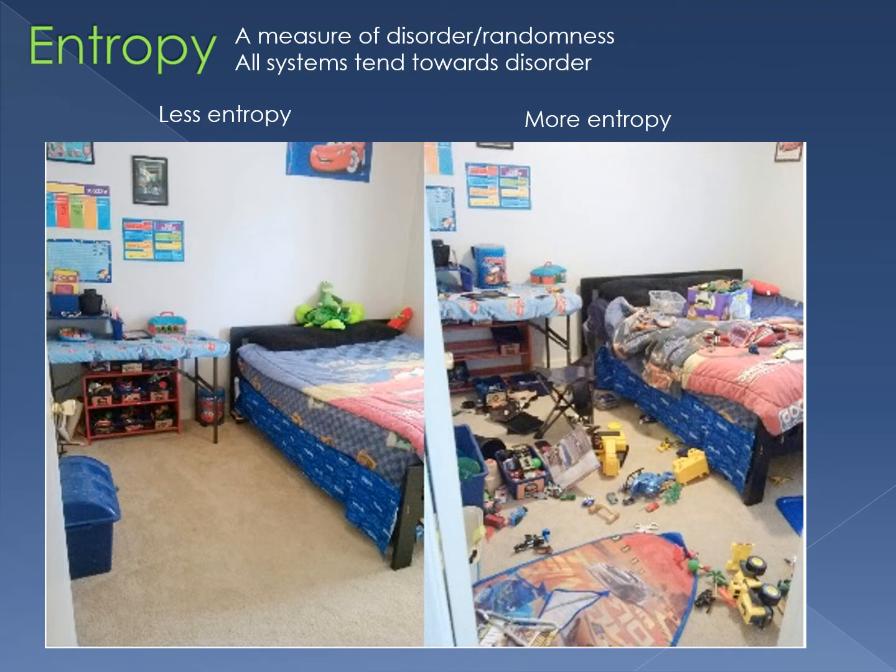So entropy, this is one of the big ideas of this chapter. Entropy is a measure of disorder or randomness, and a general rule of the universe is that all systems tend towards disorder, which we all know looking at this diagram to the right. Here, more entropy. Here, less entropy. Why does room A have less entropy? Well, because somebody spent energy to do work to clean it up. As a result, heat was emitted from their body.